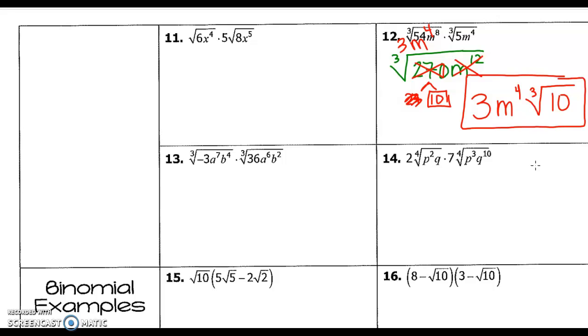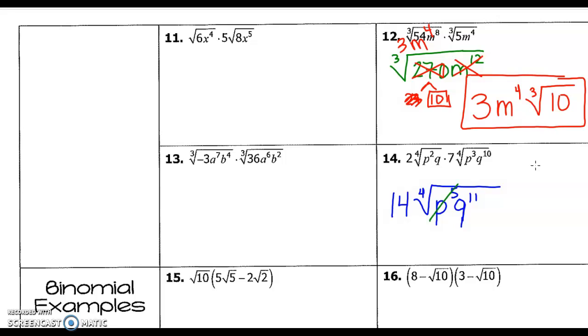All right, number 14. Outside, 2 times 7 is 14. 4th root of p squared times p to the 3rd is p to the 5th. Q times q to the 10th is q to the 11th. So I'm making groups of 4 this time.